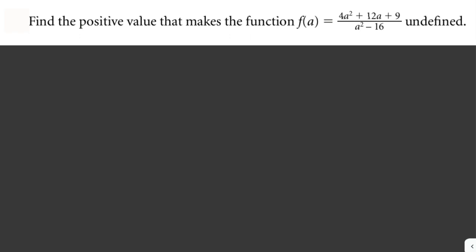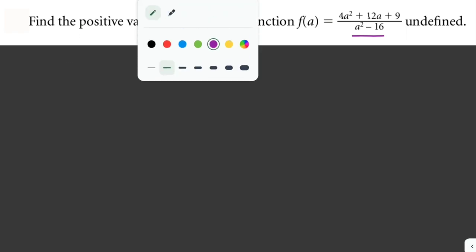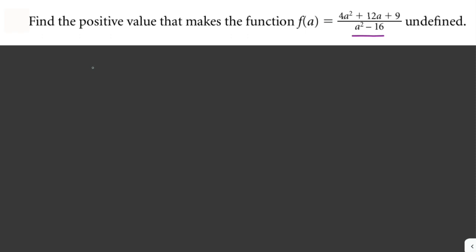Find the positive value that makes the function f of a equals 4a squared plus 12a plus 9 over a squared minus 16 undefined. Okay, how are we going to do that? The function would only be undefined when its denominator is equal to 0. Therefore, we can set the denominator here equal to 0. And the denominator of function f of a is a squared minus 16. So let's set that to 0.